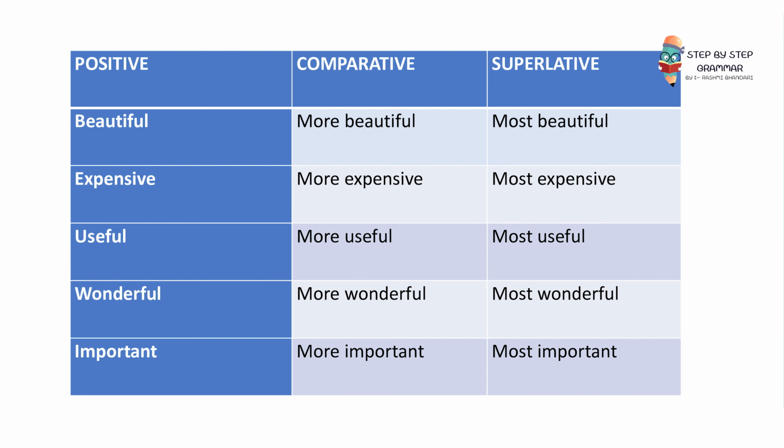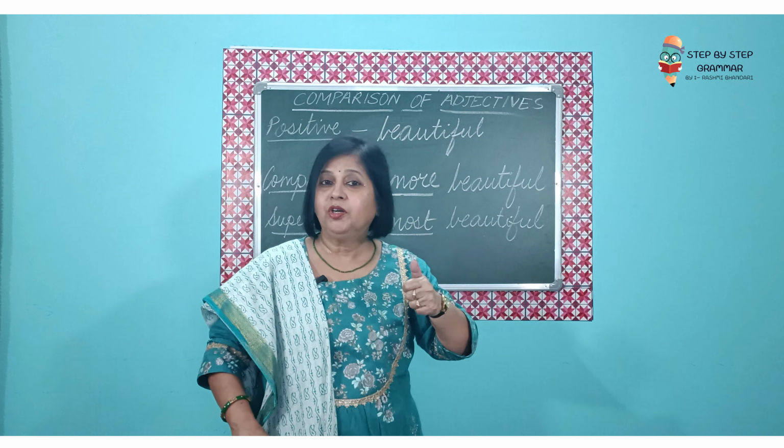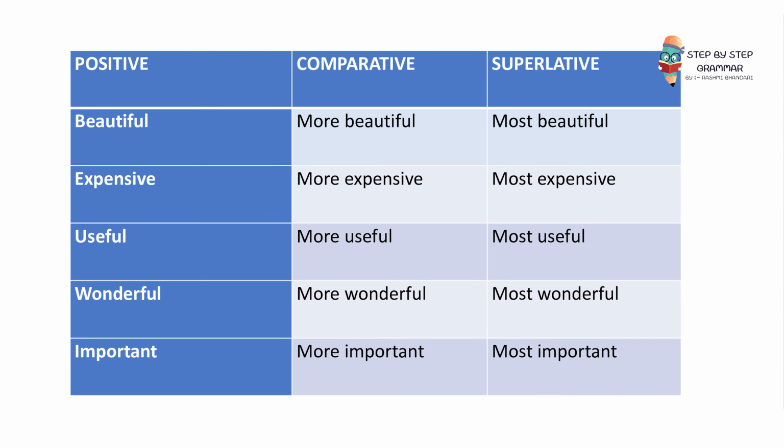Now again, important. The word important is there. How many syllables did you get? Important. Three syllables. So important becomes more important and most important. Expensive. Three syllables. So more expensive and most expensive.